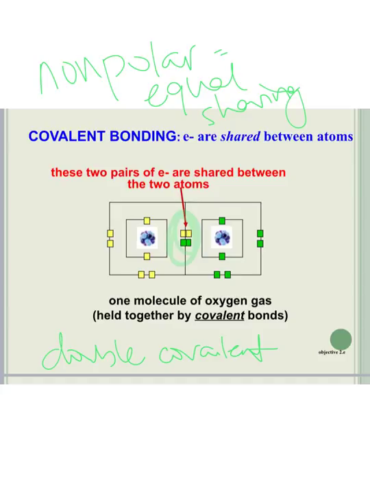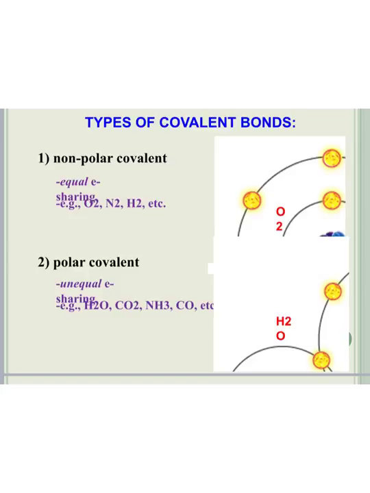They're going to exert the same amount of pull on the electrons. So if one of these were a hydrogen atom, we would get a different sharing. Oxygen and hydrogen have different electronegativities, but they're both oxygen, so they both have equal electronegativities, so they're equally pulling on those electrons. So this is a non-polar covalent bond.